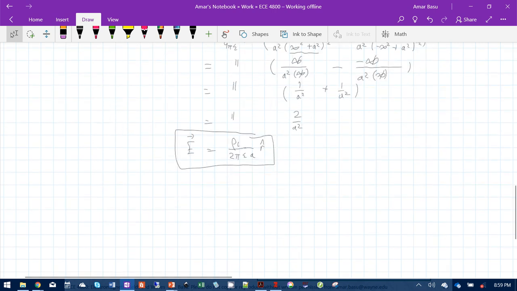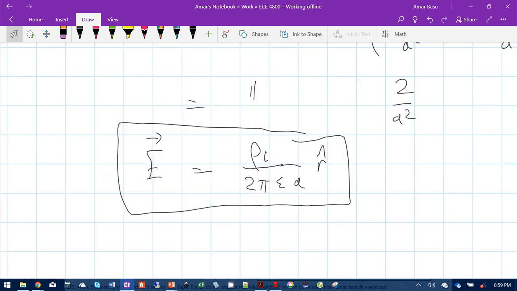Result. Oh, okay. Rho L over 2 pi epsilon A. A is the distance away from the wire. All right. Now, Gauss's law.